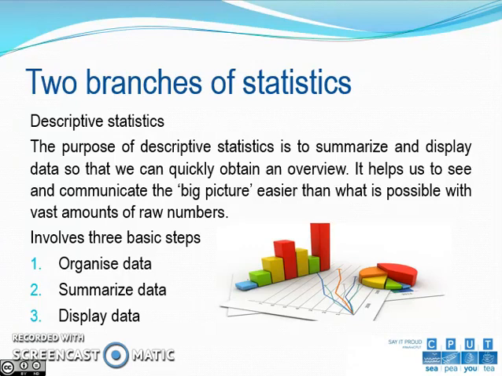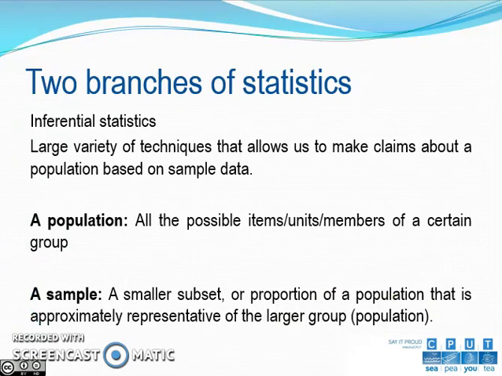So it has 3 basic steps: organize the data, then summarize the data, and there are statistical tools that we can use to display the data. The next branch of statistics is inferential statistics, and that only takes place after you've done the descriptive statistics. Once you have already described a phenomenon using statistical techniques, then we use that information to make projections or claims about something that we expect to happen in that situation that we've just analyzed and presented descriptive statistics on.